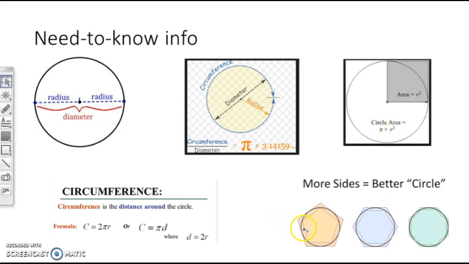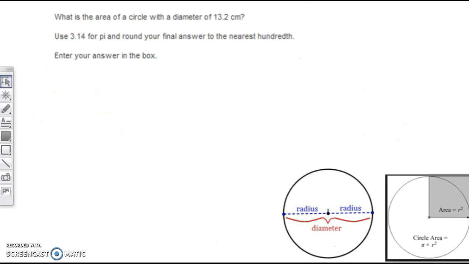And then down here, this is kind of just a shorthand way of saying, if you have a polygon inscribed in a circle, the more sides you have in that polygon, the closer it's going to look to an actual circle. And you can actually use this knowledge to derive the formula for area of a circle. But for right now, I just need you to know that the more sides it has, the closer it's going to be to a circle. Okay, so let's tackle the quiz.